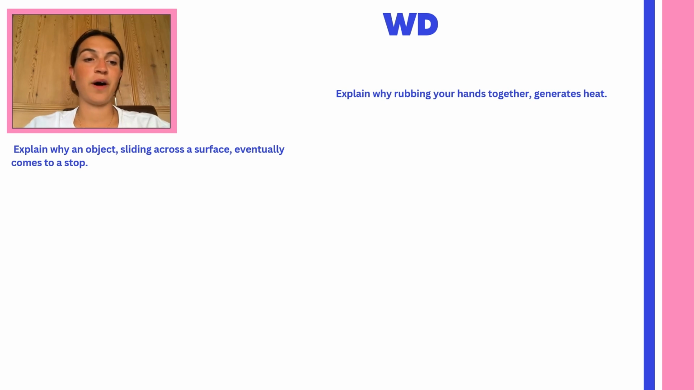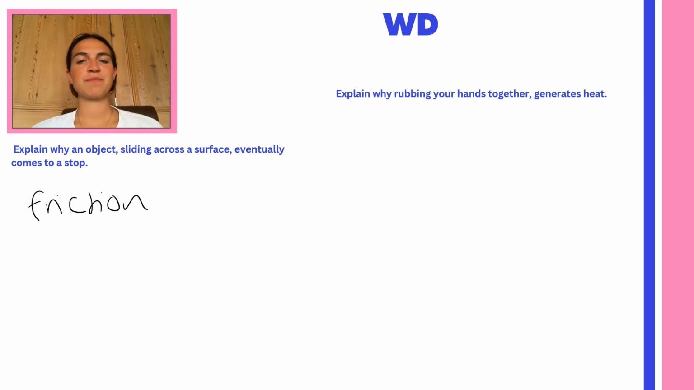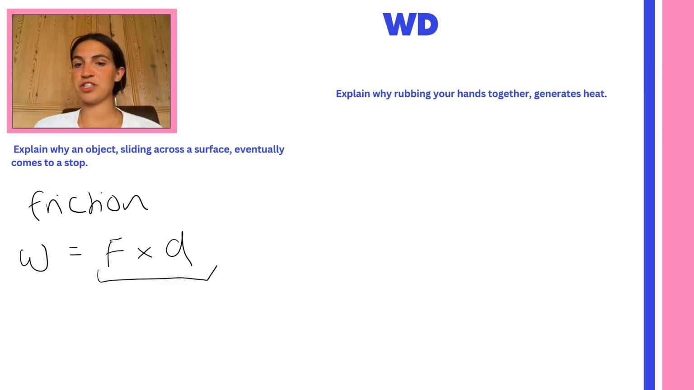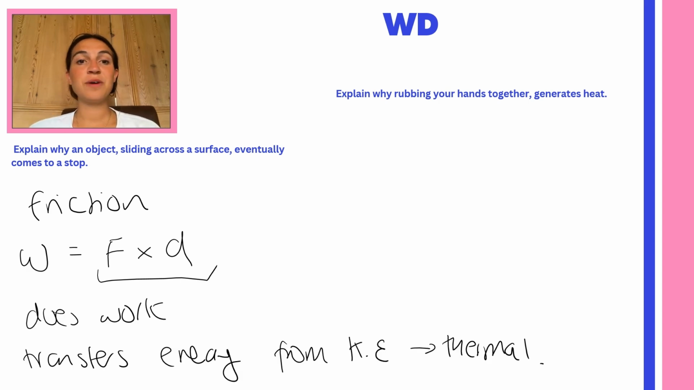This question for work done: explain why an object sliding across a surface eventually comes to a stop. So you need to talk about the fact that there is friction, okay, between the object and the surface, and that force of friction does work, and you could write the equation down, force times distance. And doing work means transferring energy.